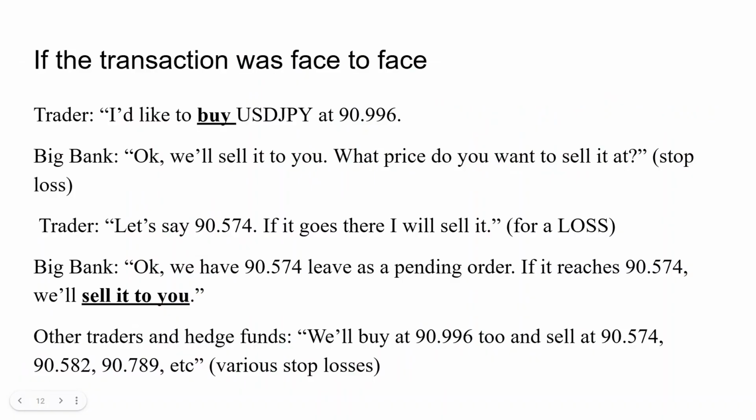So if the transaction was face to face, here's how it would look. The trader will tell the banker, I want to buy USD JPY at 99.96. The bank says, okay, we'll sell it to you. What price do you want to sell it at? We call that a stop loss, but all the bank is saying is, okay, where do you want to sell it?